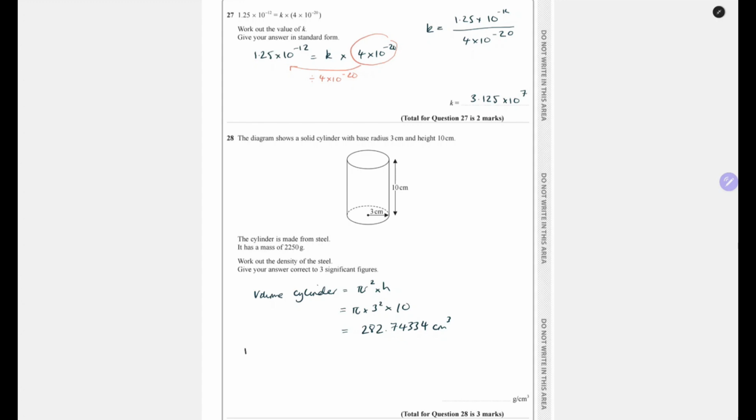The formula for density is mass over volume. And so we know that the mass is 2,250 grams over the volume we've just worked out, which is 282.74334. Put that into our calculator, we get 7.96. And so the density of this solid cylinder is 7.96 grams per centimeters cubed.